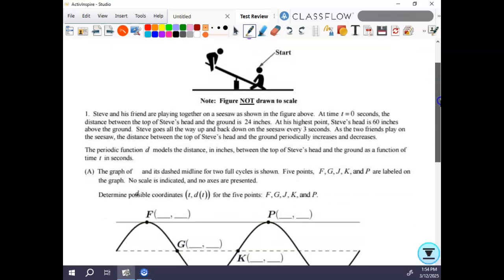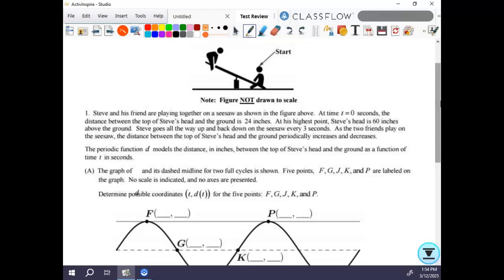All righty. So Steve and his friend are playing together on a seesaw as shown in the figure above. At time t equals 0 seconds, the distance between the top of Steve's head and the ground is 24 inches. At its highest point, his head is 60 inches above the ground. So here, that would be 24, and then we'll say this is like Steve 2.0. Well, that's terrible. That's 60, okay? Lowest and highest.